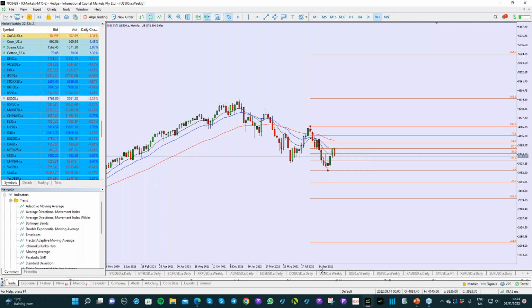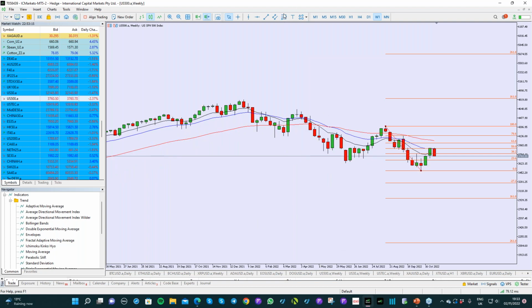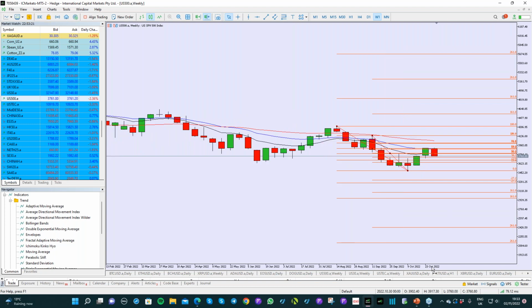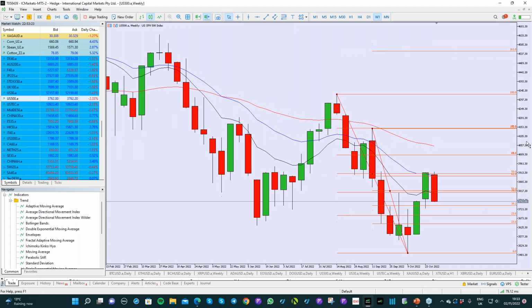I'm just also going to look at, because we can sometimes overlay Fibonacci, I'm going to look from this high to this low and see where they come out.